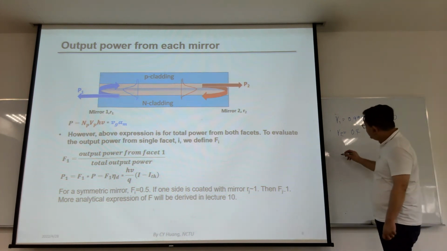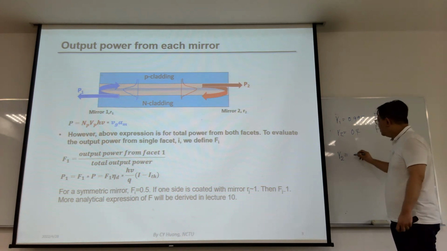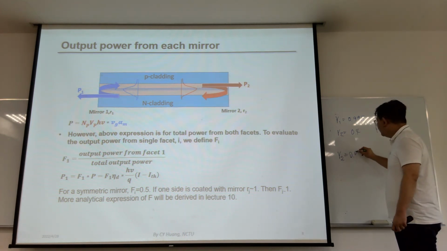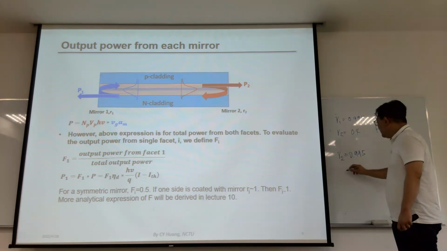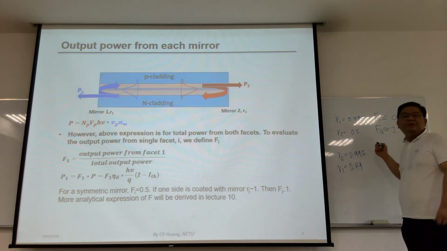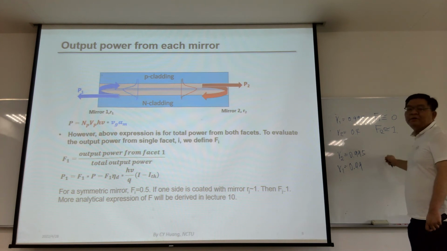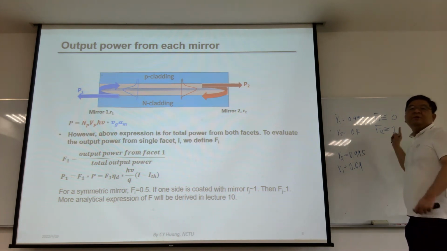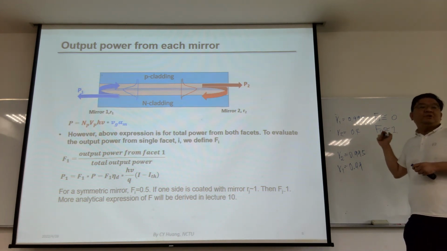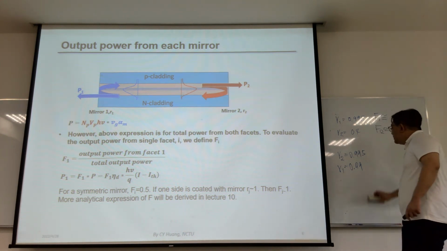But what happens in current VCSELs? It might be R2 is 0.995 and R1 is equal to 0.99. So they are all pretty close to 1. So how to calculate F2 and F1? We need to do it with the transfer matrix. So we will see that next week.